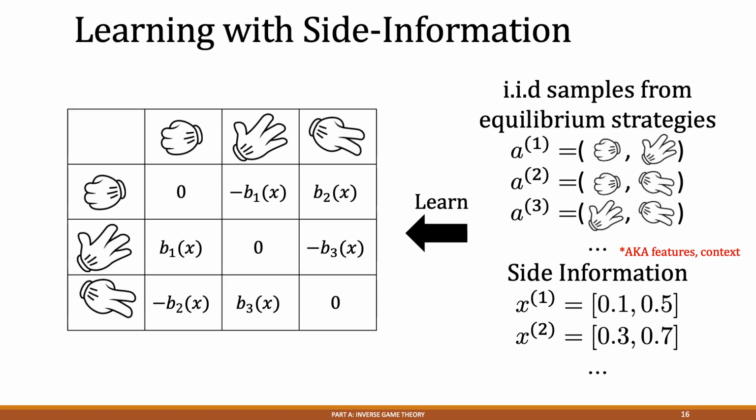So all this is captured in something we call side information, given by X over here. And now the utilities are going to be functions of this side information. They're no longer constants. And our goal is to try to learn these functions that map side information to utilities. So this is to help us handle the case where the game is ever changing over time.